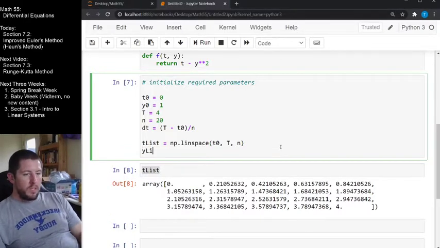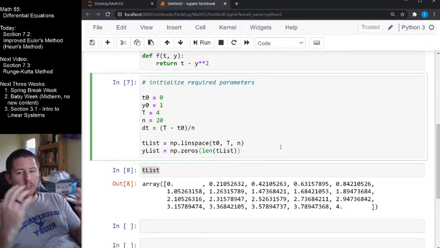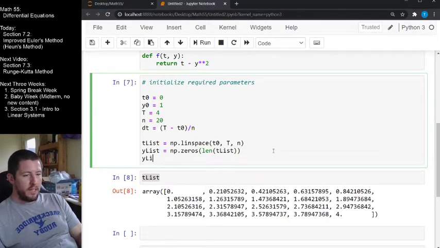The other thing that we want is a Y list, but I don't know what's going to be in that yet. So I'm going to make a list of zeros that has the same length as my T list. I just want the Y list to be exactly as long as the T list, filled with zeros for right now. So I'm going to say, hey NumPy library, make me a list of zeros. How long do you want it to be? However long the T list is. But we actually do know the very first thing that should go in the Y list. The first thing at index zero in the Y list should be our initial condition, Y zero.